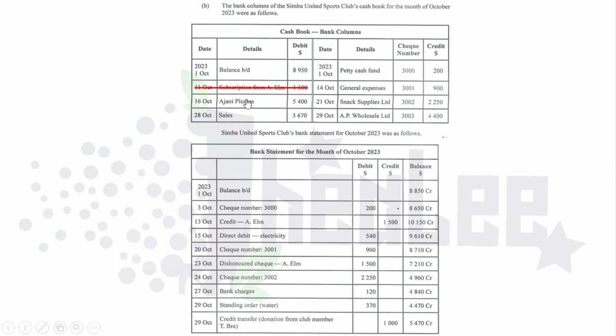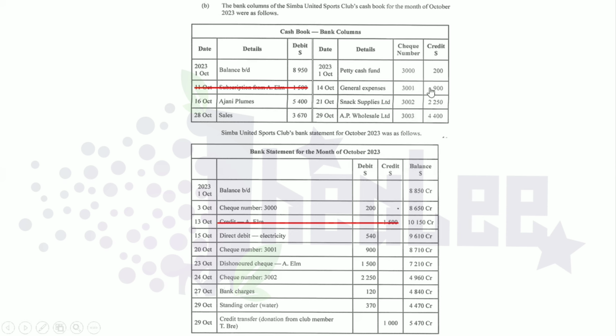So we have October 11 here, $1,500 for subscription from AL. And if you look in your bank statement, we're seeing that as well. And we strike through the items that are similar. You can tick them off, do whatever you need to do to indicate that these items are similar. They are the same. Next, we are going to continue checking the debit with the credit, and I am not seeing anything else that is the same.